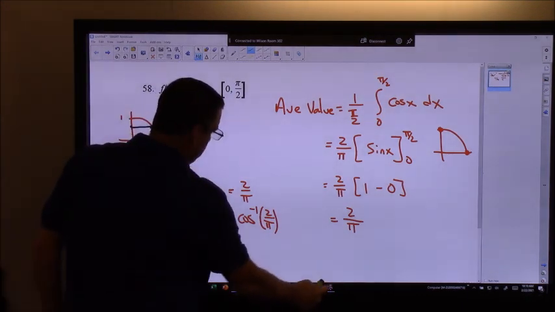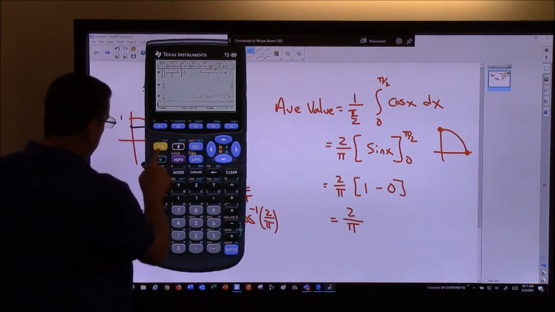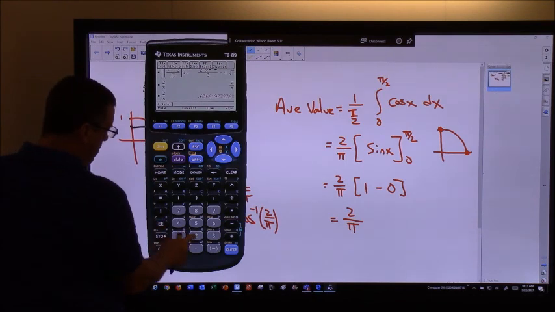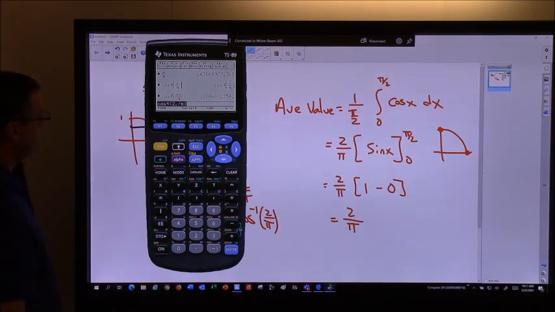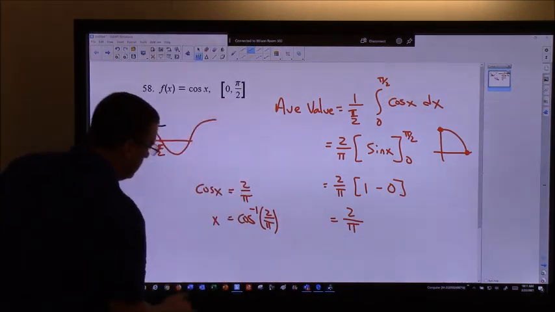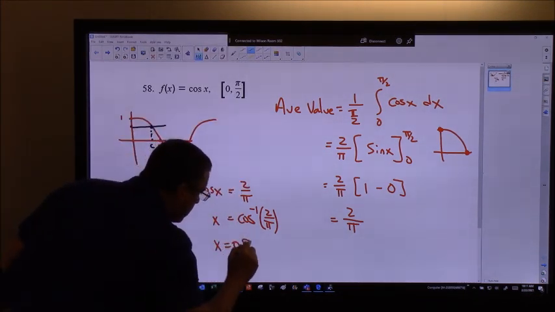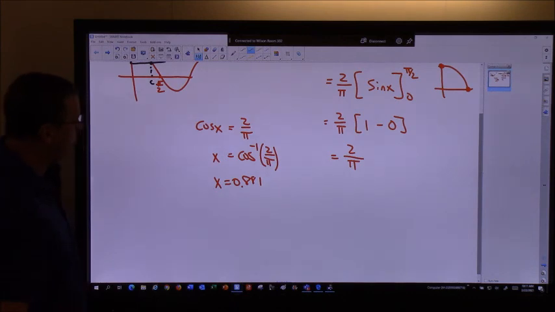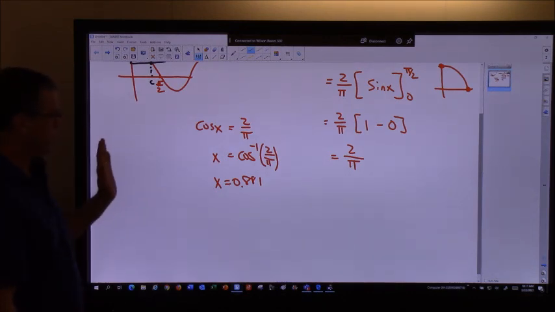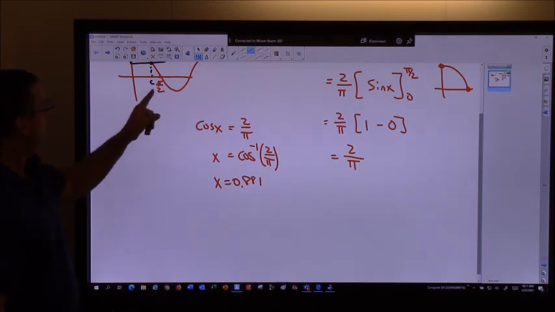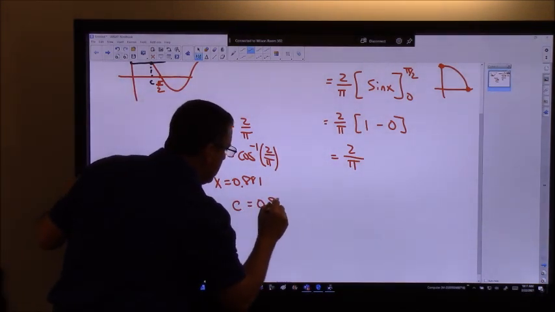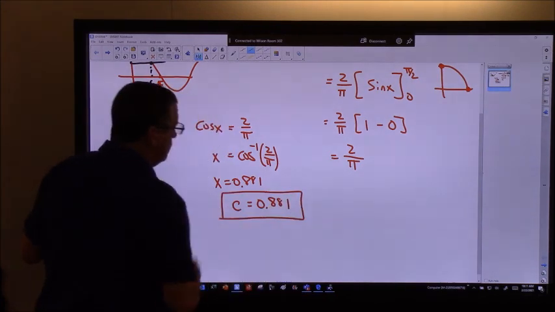So I'll do that on the calculator. So let's see, green diamond cosine of 2 divided by pi, 0.881. And that's our C value that's guaranteed by the mean value theorem. It is between 0 and pi over 2. Okay, pi over 2, remember that's 1.571, half of pi. And so we're in the correct interval. So our C value is 0.881. There we go.